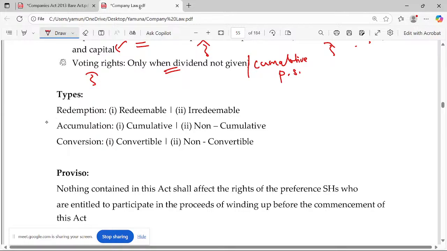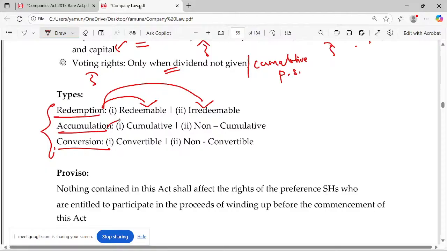Types of preference shares. On the basis of redemption, on the basis of accumulation, and on the basis of conversion, you can classify them. On the basis of redemption: redeemable or irredeemable. On the basis of accumulation: cumulative or non-cumulative. On the basis of conversion: convertible or non-convertible. Convertible means you convert into equity shares in the future. Non-convertible, no, you cannot convert at all.